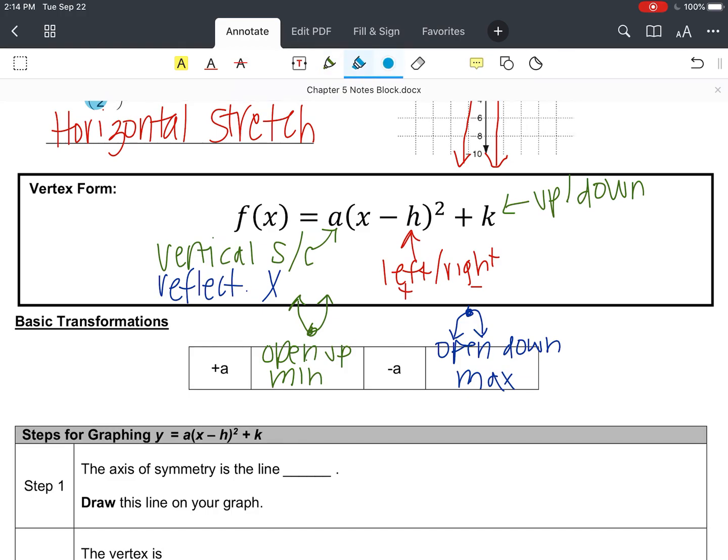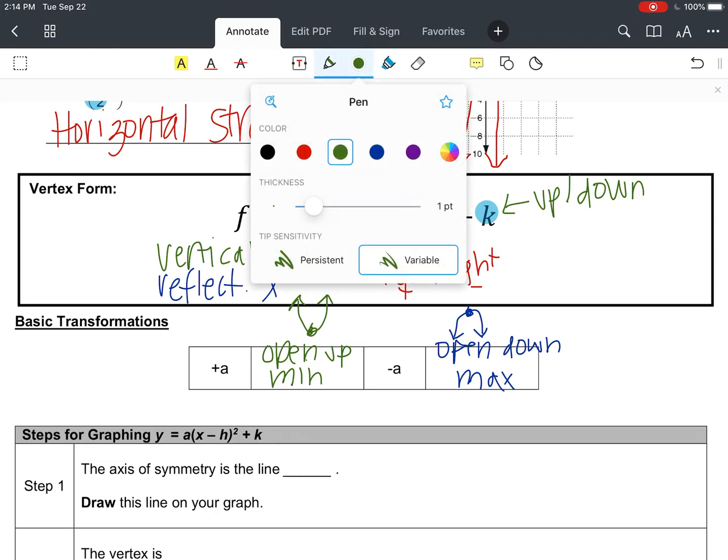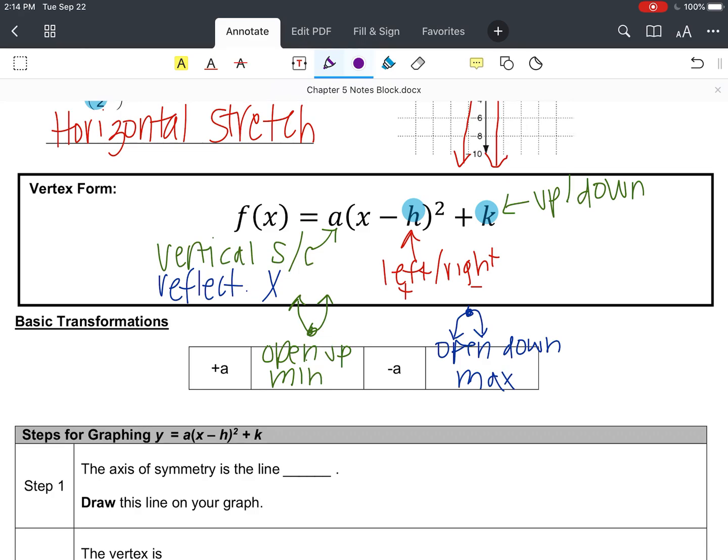The reason it's called vertex form is because this h, k is actually the vertex. So it's really easy to graph if you know the vertex. My vertex is h, comma, k. So remember, it's actually opposite h because whatever is in your parentheses is the opposite of what h is going to be. So we'll see what that looks like. So h, k, that is your vertex.